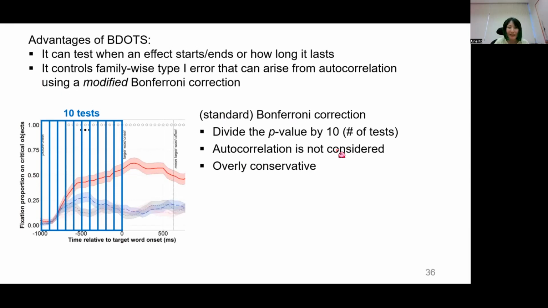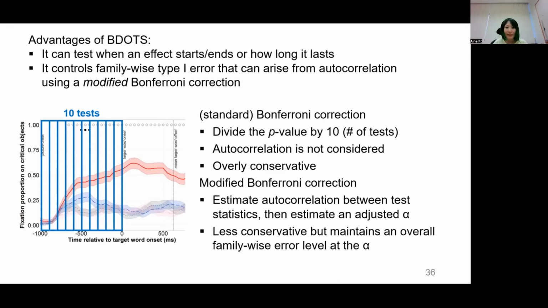But that's not really the case, because as you see, the data here is similar to the data here compared to the data here. The data in adjacent bins are similar to each other, compared to the non-adjacent bins. So if we just apply the standard Bonferroni correction, we're making it overly conservative, so that we lose statistical power.